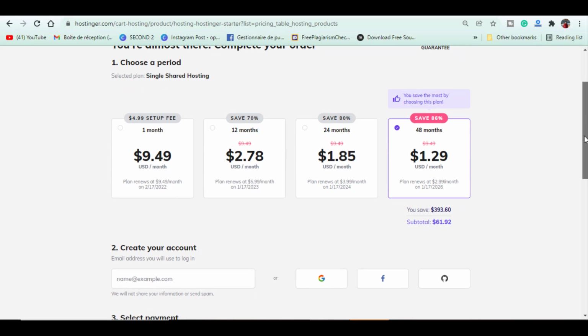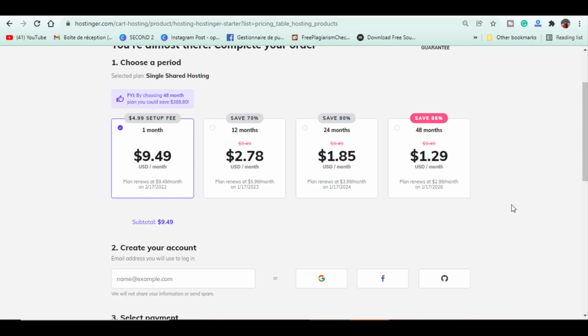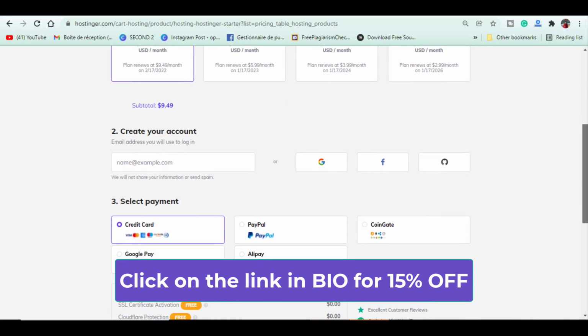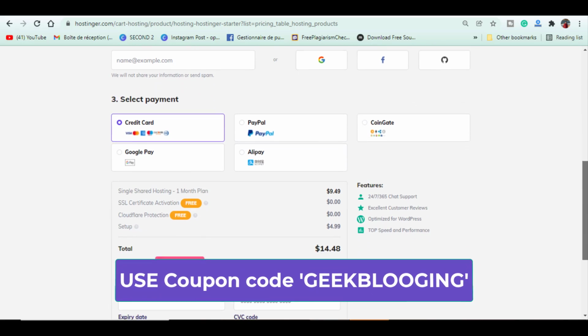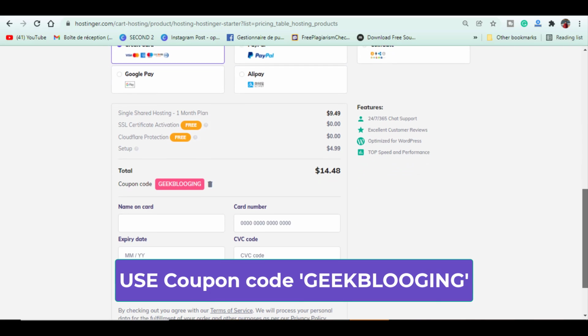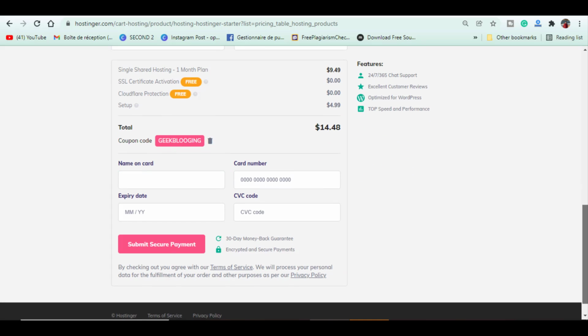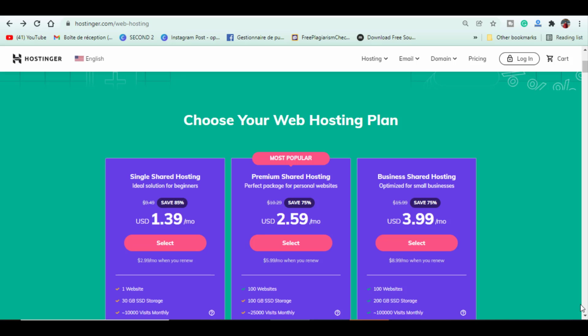The single plan pricing starts at $1.39 per month with a 48-month commitment, and that price jumps up to $9.49 a month if you sign up for a monthly commitment. This plan gets you one website, 30 gigabytes of SSD storage, 100 gigabytes bandwidth, 10 gigabytes solid state storage, a free SSL certificate, one email account, and much more.